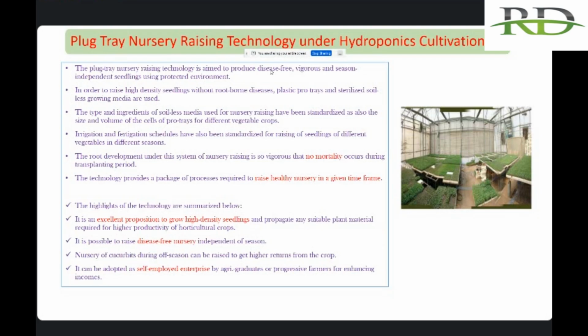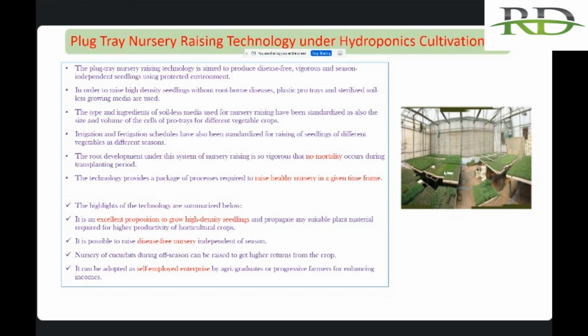We can do that. Now, moving on to another technology of hydroponics: raising of the crops in a nursery. In this picture you can see how vegetable crops can be raised in plug trays. The advantage of raising these vegetable crops in a nursery is that they will be disease free. They are grown in an insect-proof net house, so they will be disease free, and also vigorous because they get all the nutrients.